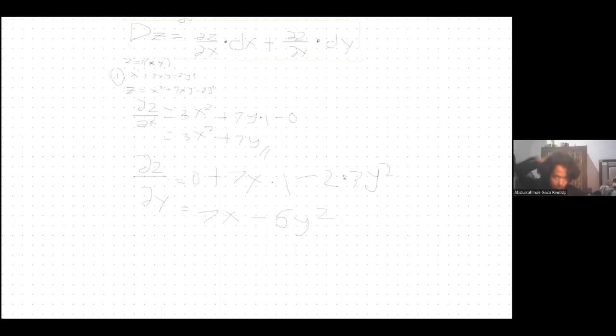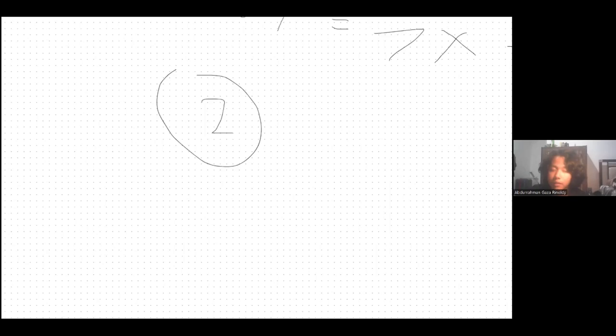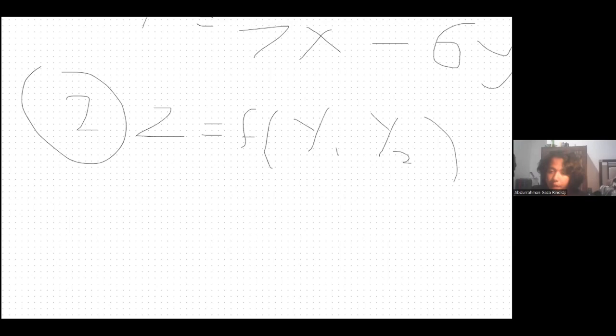Maybe another one for the second example. We have a function. Maybe we set the function again, but in here we don't have x and y. We have y1 and y2. This seems the same, but it is different, as the y has 1 and 2 here. You see that? If they look the same but they still have a difference, they are still different variables.